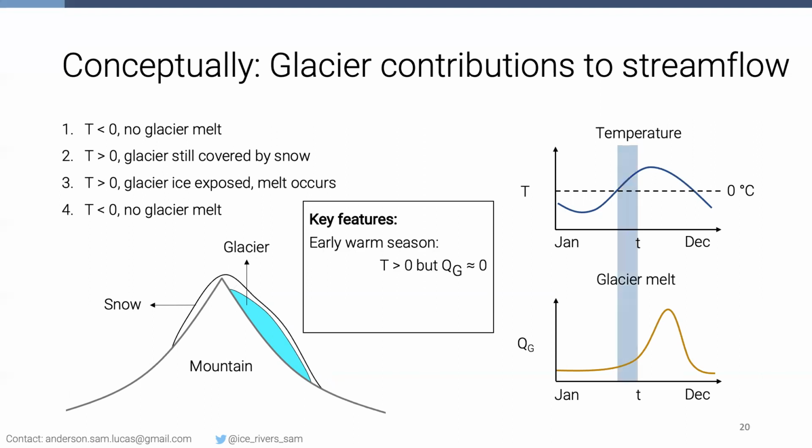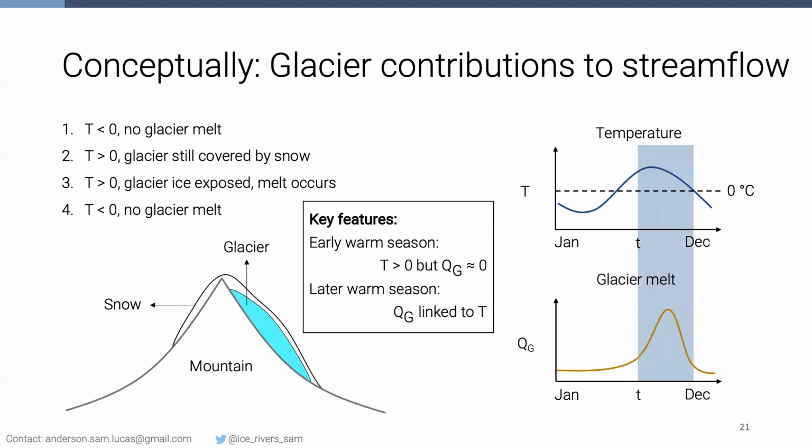Two key features here are that during the early warm season, temperatures can be above zero, but glacier melt remains near zero. In other words, glacier melt is not initially linked to warm temperatures. Then, later in the warm season, glacier melt is exposed and linked to temperature fluctuations.